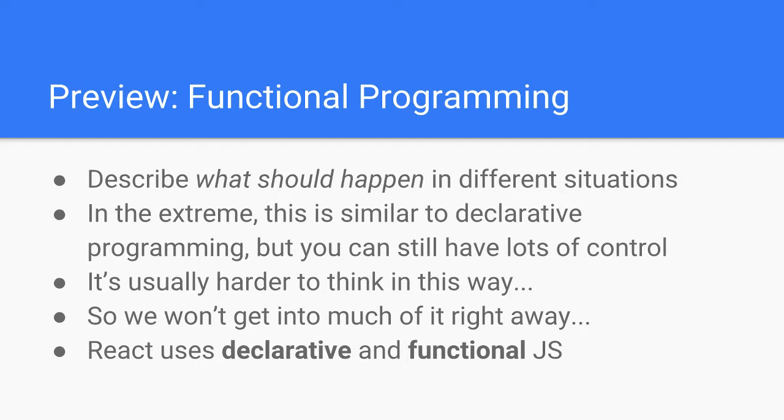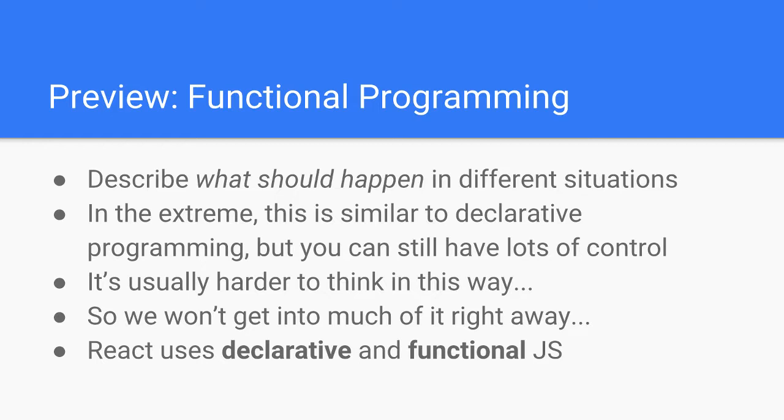Okay, that's a lot, but there's more. There's another kind of paradigm called functional programming, which we'll probably get into a little later. And it's sort of a weird hybrid. When you do functional programming, you're describing a sort of thing that should happen in a different situation. Like given one situation, here's what should happen. Given another situation, here's what should happen.